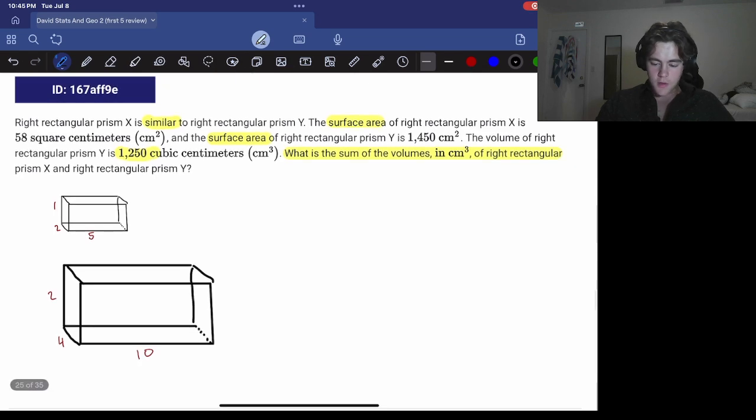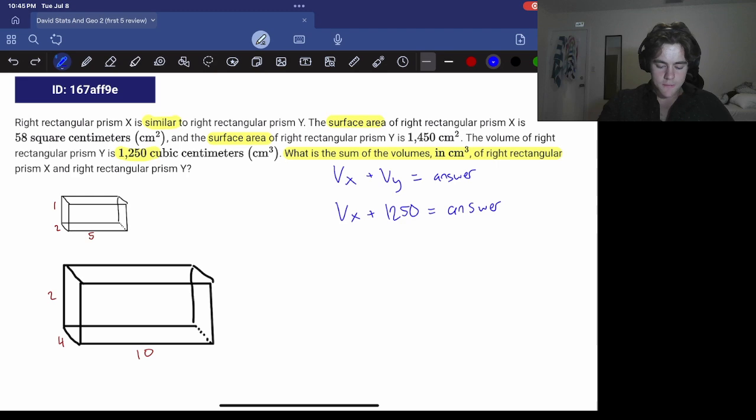So first thing we want to look at is what our final equation is going to be. We are asked what is the sum of the two volumes, so we know Vx plus Vy is going to equal our answer. We don't know Vx, but we were given Vy, which was 1250, equals answer. So once we find Vx, we have our answer. So that's going to be how we center our discussion today. This is going to be the central equation that we're going to be looking back to.